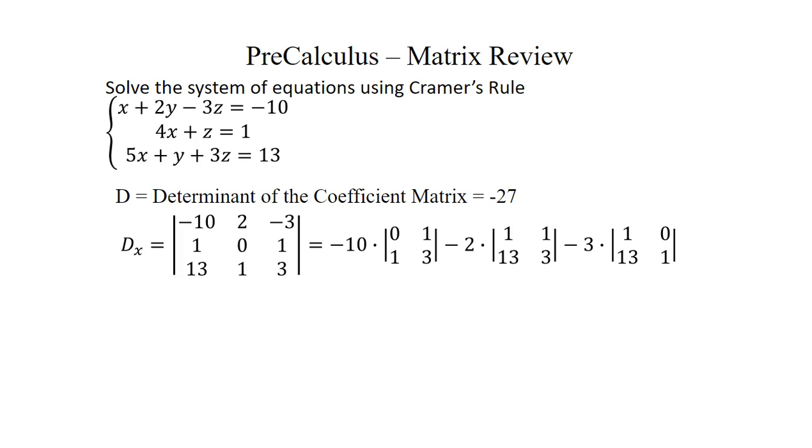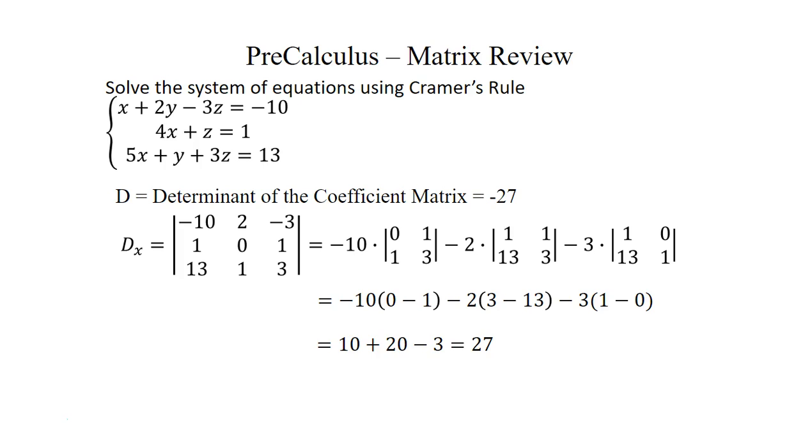So in the x column, we have -10, 1, and 13, and everything else is the same. So it's the coefficients of y in the second column and the coefficients of z in the third column. In our second equation, we don't have a y value, so it's just 0 for the coefficient. And then we're going to find that determinant as well. So I worked it out to be 27, which means that we can find x. So x is going to be dx over d, which is -1.